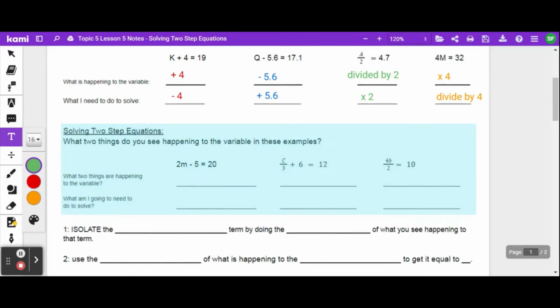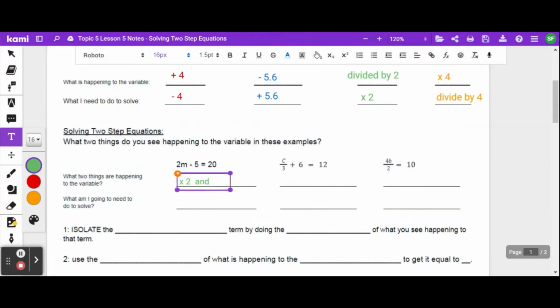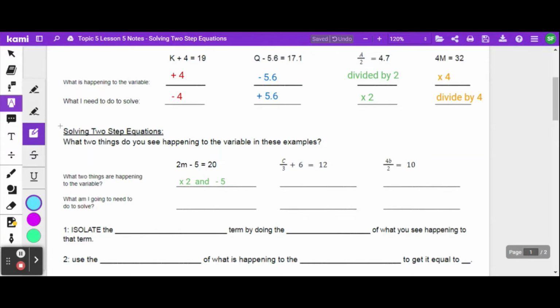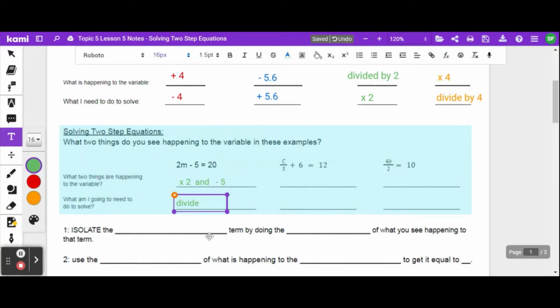So if we look at the example 2m minus 5 equals 20, remember when we have 2m, that means that 2 is being multiplied by m, or m is being multiplied by 2, so that is a times 2 situation. And I can also see that there is a minus 5 happening there as well. Which means in order for us to solve this equation correctly, we would have to divide by 2 at some point and add 5.